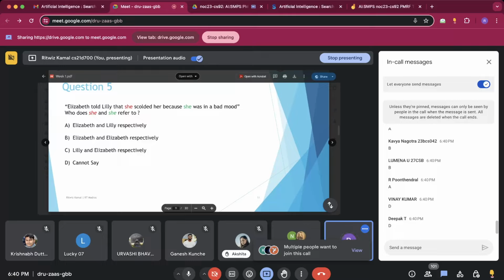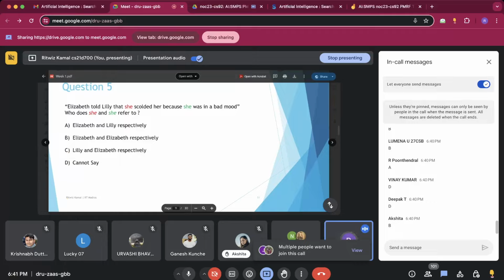One interpretation of this sentence could be that Elizabeth told Lily that she scolded her, wherein this she refers to Elizabeth: Elizabeth scolded Lily because Lily was in a bad mood. So Lily must be in a bad mood. Maybe she did something. Let's say Lily is a small child. She did something wrong, maybe threw some toys or something, and because of this, Elizabeth scolded Lily. So this could be one interpretation.